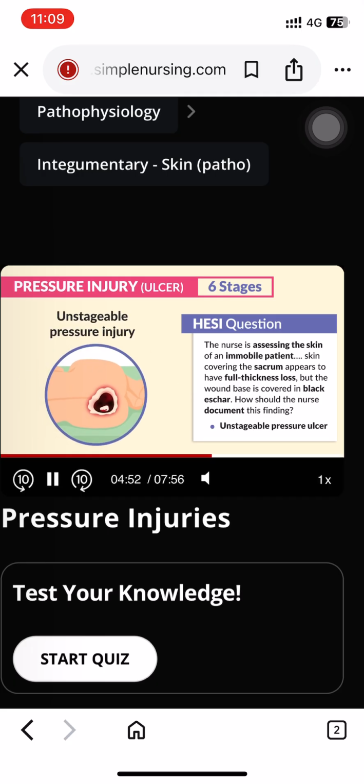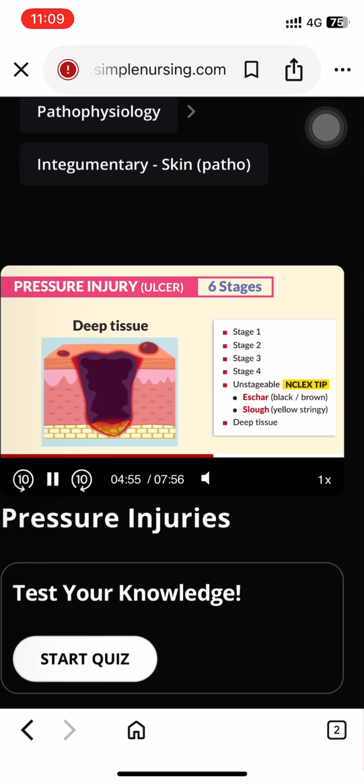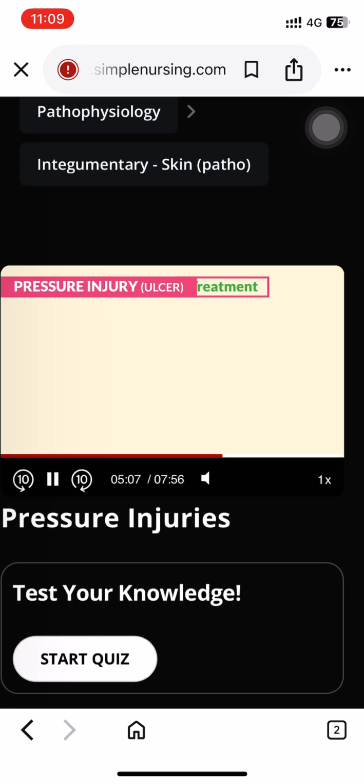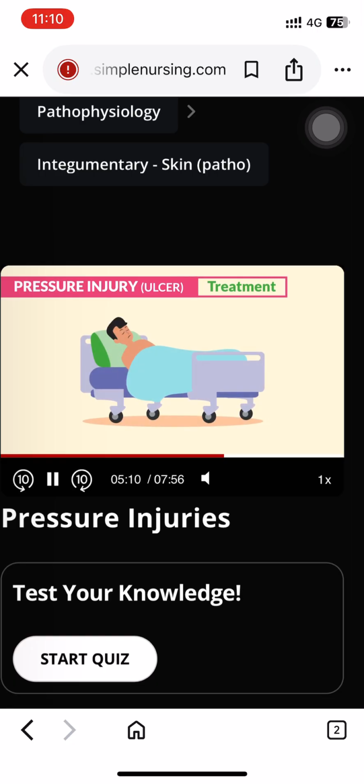Unstageable pressure ulcer. Now our last one here is a deep tissue injury, which presents as dark purple and will sometimes come open. The fatty tissue is injured below the skin. Now it's not typically tested, but I would be familiar with this one. Now in terms of the treatments, it really depends on the cause here.